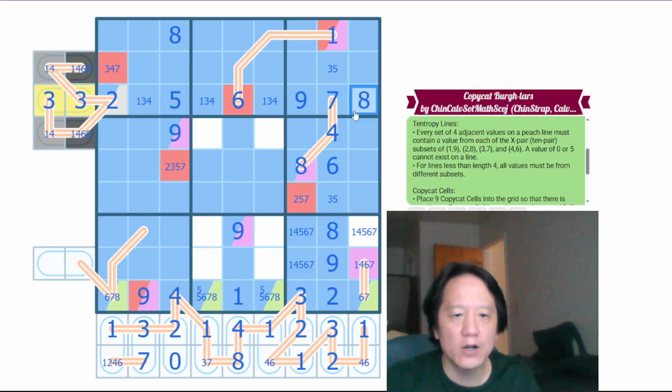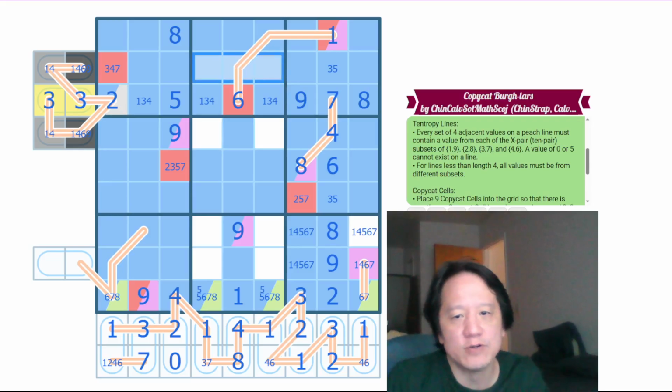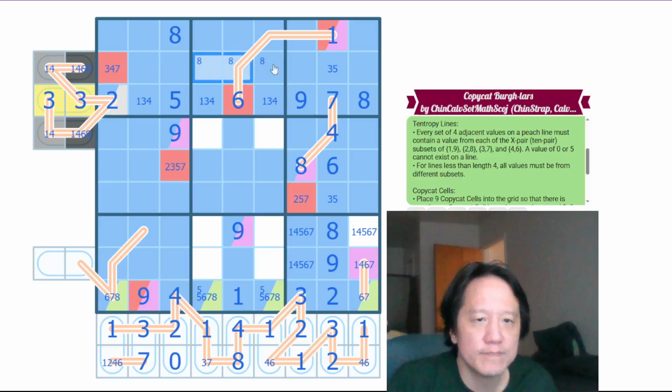Okay, where is 8 as a copycat in a copycat cell? Cannot be here anymore. Can't be in the rest of the copycat cells, do not have 8 as a possibility. So 8 could be here or it's one of these two. Okay, that's not helpful. I thought I was going to get some more information. 8 has to be one of these 3 digits. So this is done here.